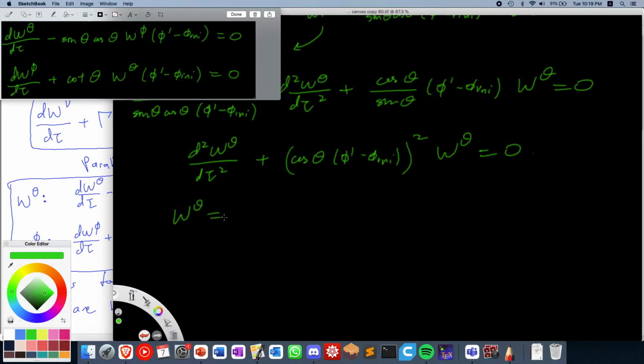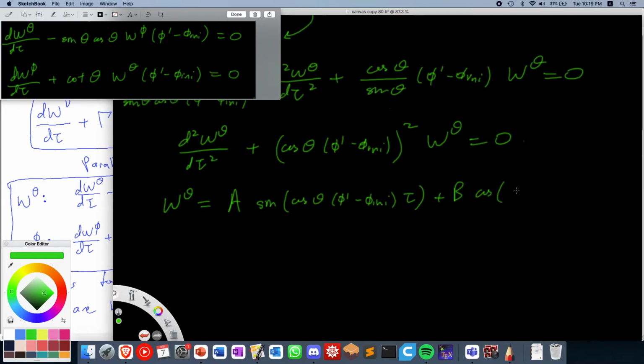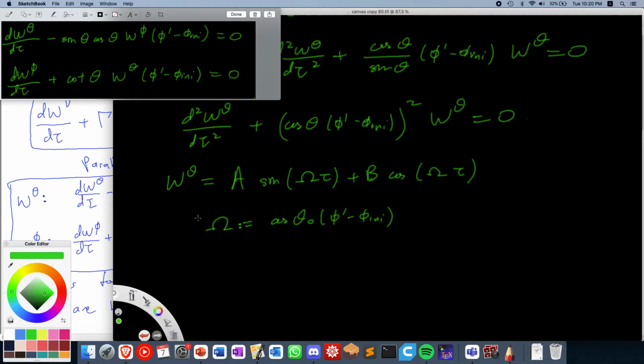So the solution will be this equals a sine of cosine theta times phi prime minus phi initial times tau, plus b cosine of the same. From now on I'll just call that omega, in order to save space. Omega is quite a bad variable, but okay, I'll use this omega, where omega equals cosine theta naught, because it's constant anyway, times phi prime minus phi initial.